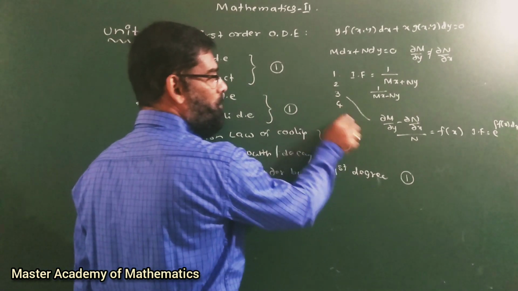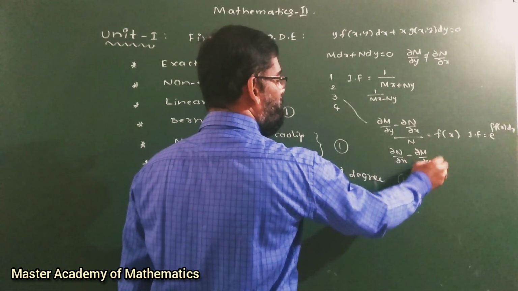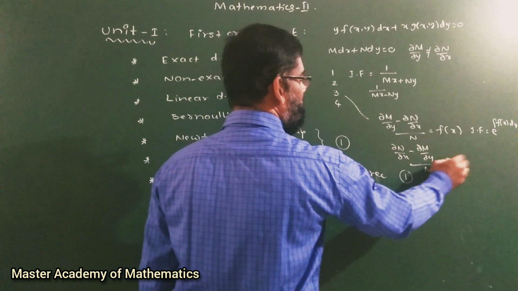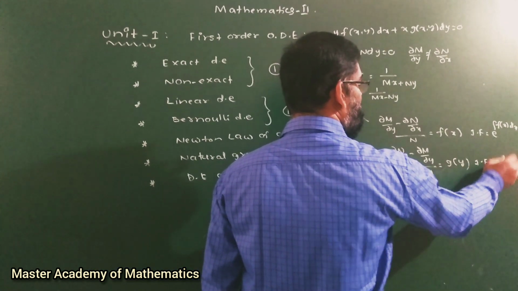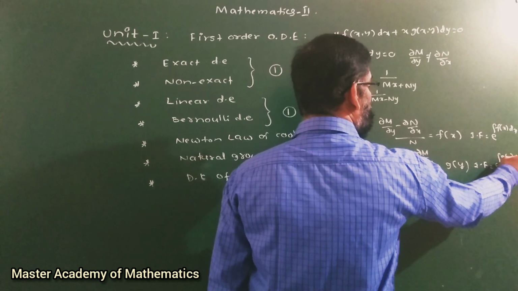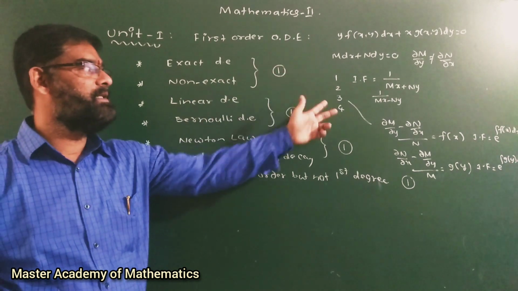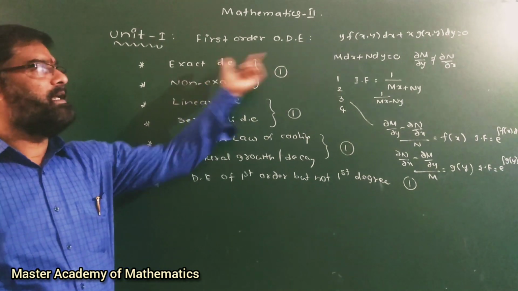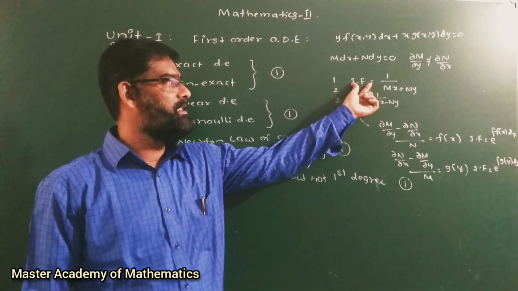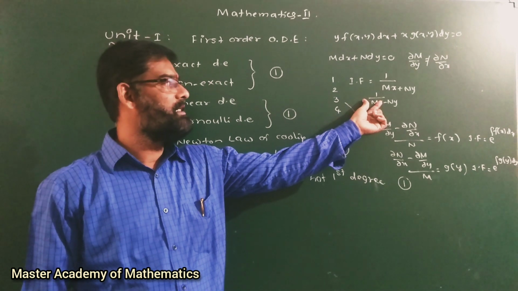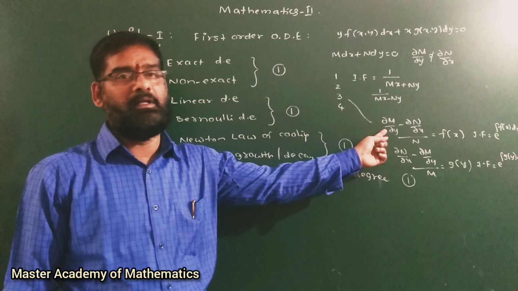The fourth method: dou N by dou x minus dou M by dou y, divided by capital M. That should give a function of y, and your integrating factor is e power integral of g of y dy. So this is how you can identify the different methods in the non-exact case. For exact, directly there is no problem. In the non-exact case, the first method is applicable for homogeneous, the second for non-homogeneous, and if these two are not applicable, then only you move to the third method.